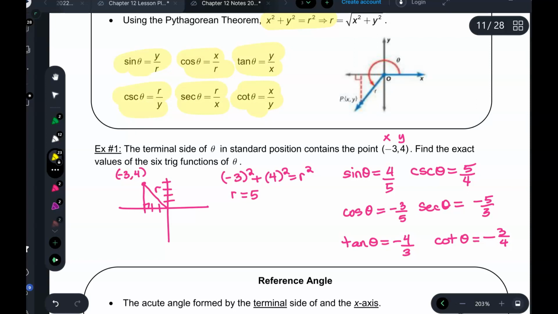Of course, could you use the triangle? This is -3 and this is 4. And could you do opposite over hypotenuse? Yes. It's the same idea. It's just defined in a different way according to what r is when we do sine and stuff like that.